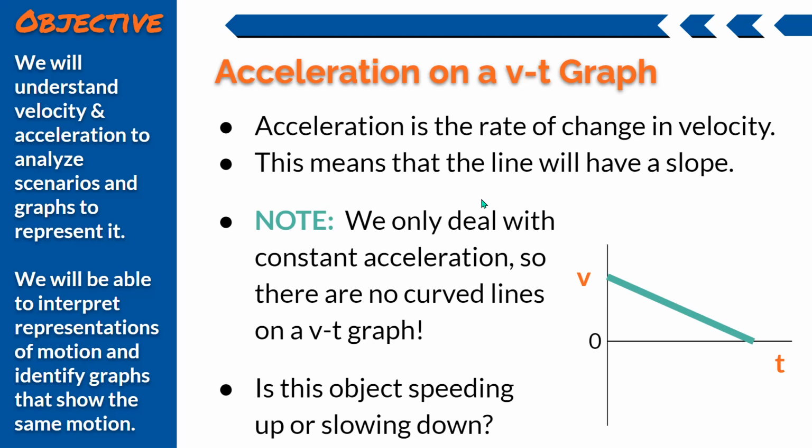Okay, we only deal with constant acceleration, so we're only going to have straight lines on here with a uniform change in velocity, no curves on our graphs. So looking at this graph, is this object speeding up or slowing down? Look at my graph. Is that speeding up or slowing down? Slowing down. Because, as I said, maybe it's going from 3 to 2 to 1 to 0. Guys, how fast are we going if we're at 0? We're not. Okay, so you're going to be slowing down if you're approaching 0, which is what this graph shows.